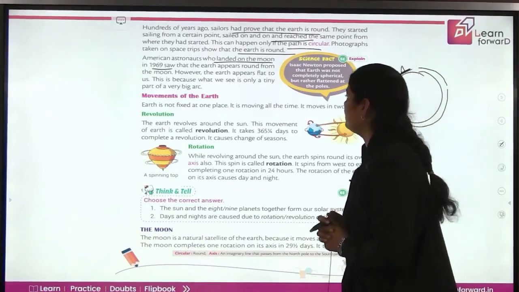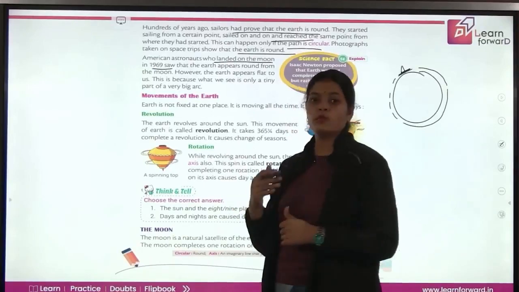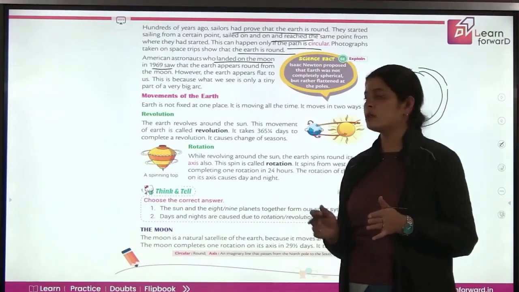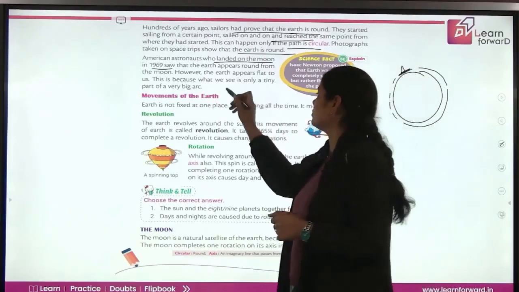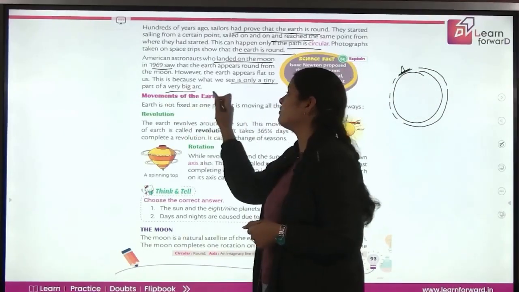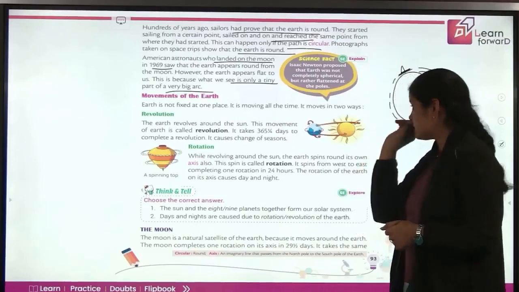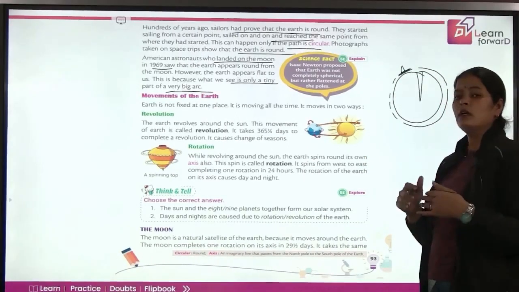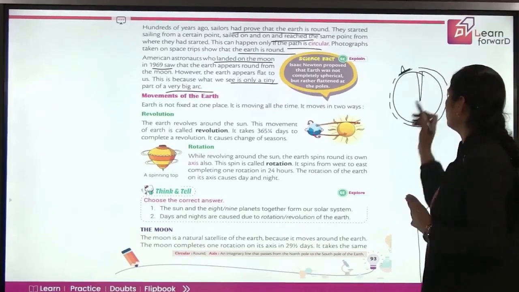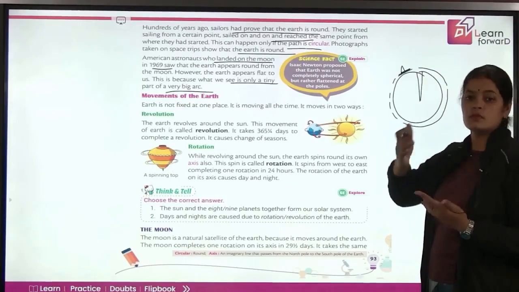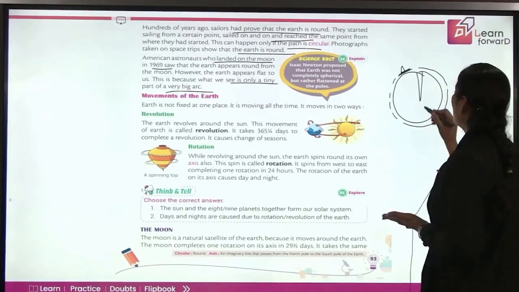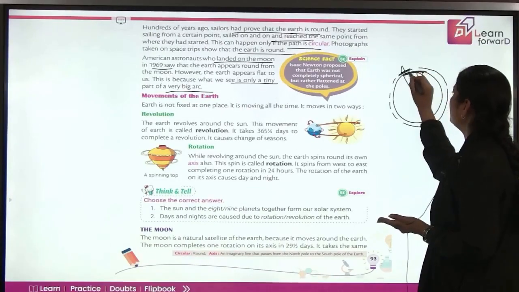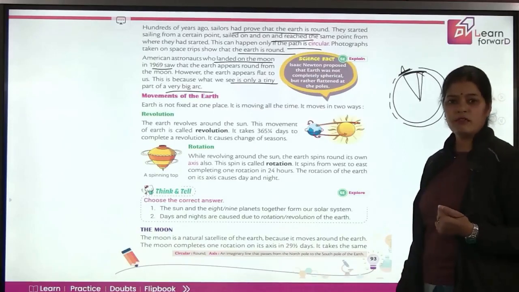However, the earth appears flat to us. Why? Because we are only seeing a small distance. What we see is only a tiny part of a very big arc. Maybe I am seeing only this much part. If even in my entire life I could travel only this much, or I am traveling till this part, again it will appear a flat surface to me.